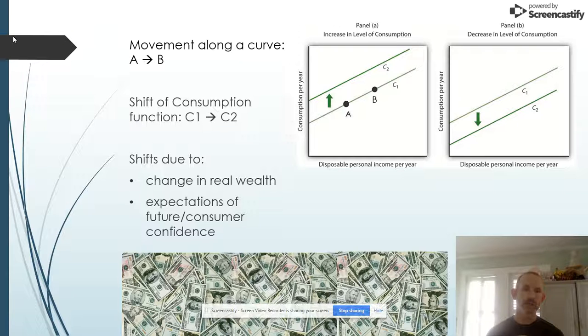And it can change due to expectations of the future and your confidence in the future of the economy, the future of your employment situation, things like that. So anything that changes either one of those things can cause a consumption function to go up or down. But that's the difference between a shift of a curve and a movement along a curve in this case.